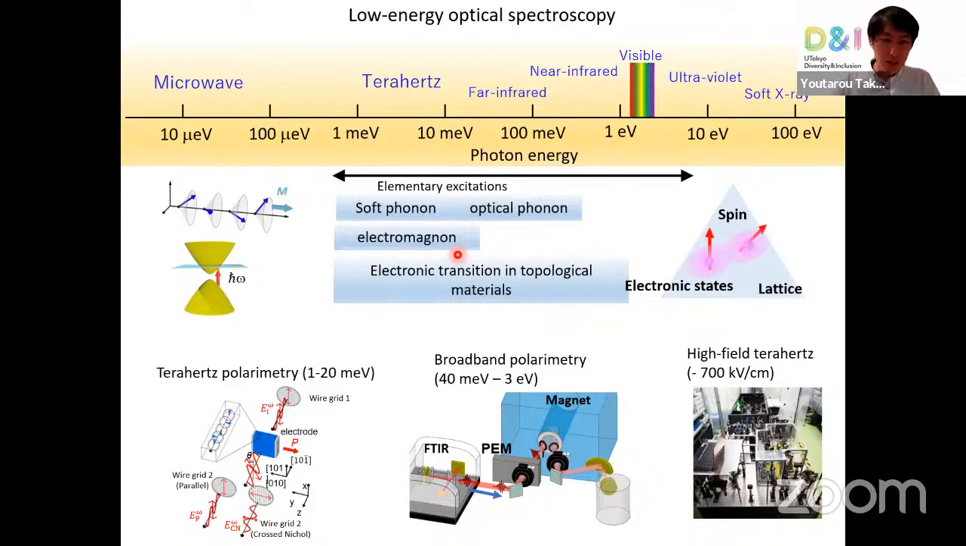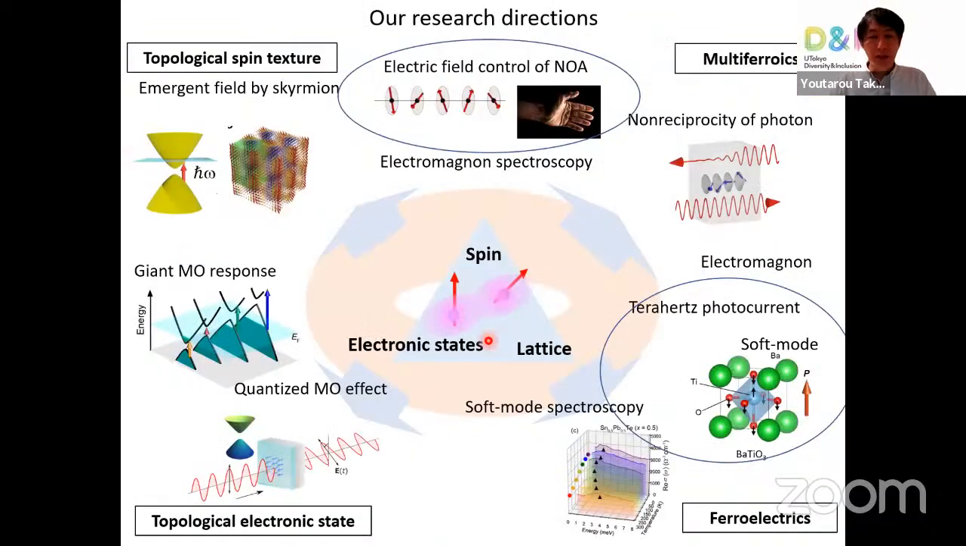So by using many optical methods, such as terahertz polarimetry or broadband polarimetry and high field terahertz source, we investigate the optical response of materials, such as emergent materials. This is our research direction, and in addition to multiferroics and ferroelectrics, we are also interested in the topological electronic state and topological spin texture that generates the low energy electronic dynamics.